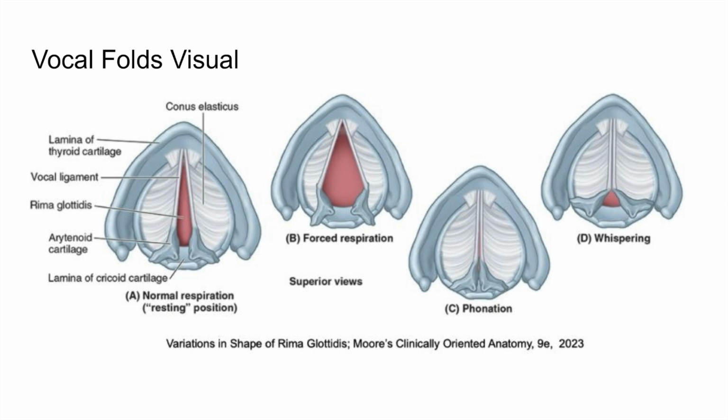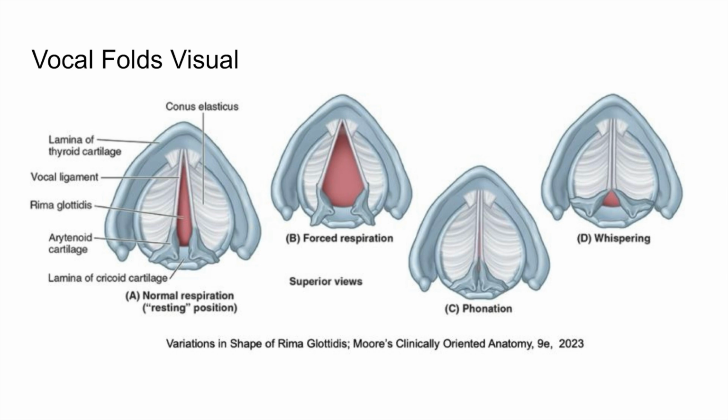So when you move into forced respiration, the vocal folds abduct widely. The arytenoids rotate laterally, pulling the folds apart and creating a large space, a triangular opening. And this is the maximal airflow mode. Your body is prioritizing oxygen delivery, not sound. If someone can't do this, for example, bilateral recurrent laryngeal nerve injury, airway compromise becomes a real issue very quickly.